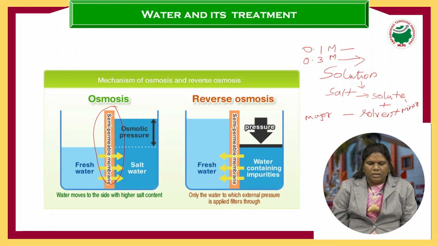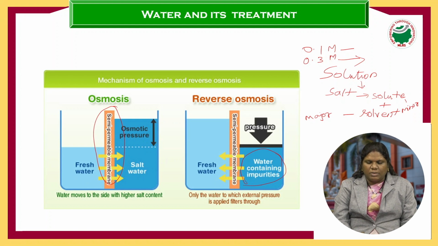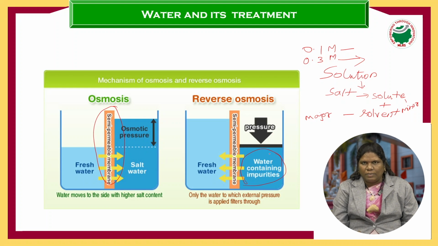Now coming to reverse osmosis. First we have understood what osmosis is. Here we will understand reverse osmosis. In reverse osmosis the fresh water will not be available. We take only the sea water, from which we have to remove salt and minerals. In the picture you can see the water containing the impurities, meaning salts and minerals. Here also a semi-permeable membrane is available. But here the water will move from the higher concentration solution to the lower concentration side.